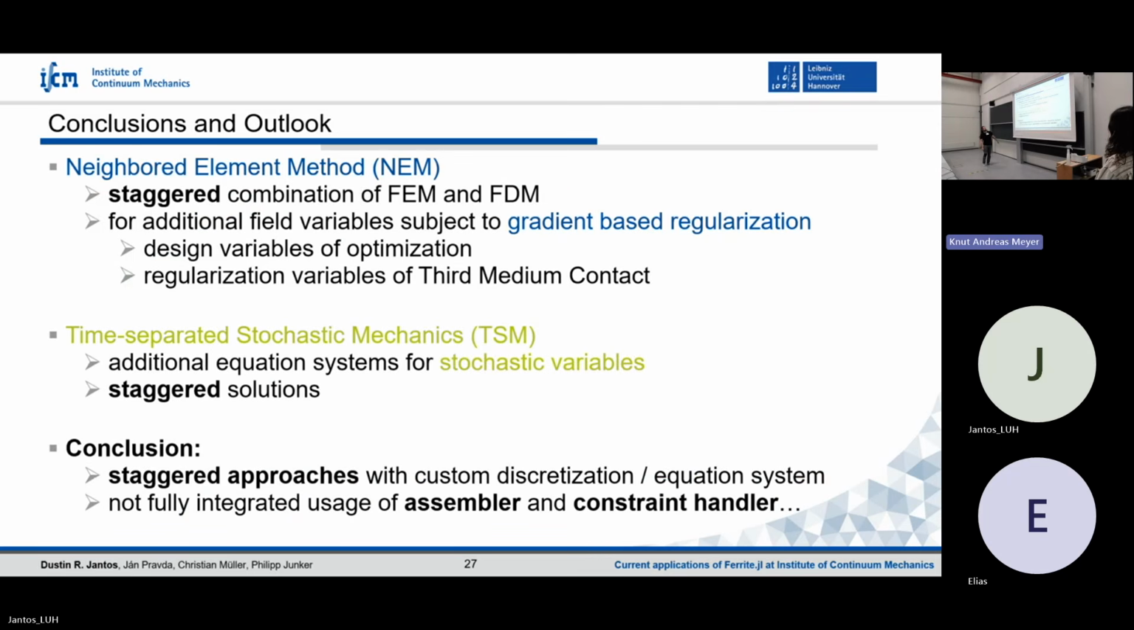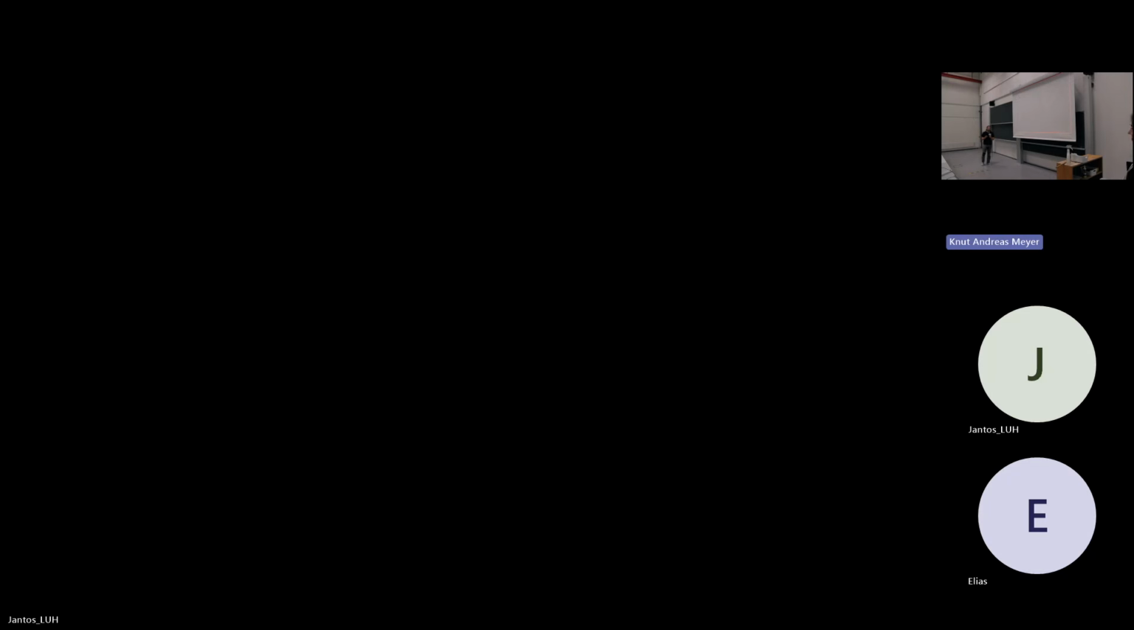Because I'm running out of time, just a short conclusion. What we're doing is we have staggered approaches. So we use the basic Ferrite stuff, but have a lot of other things around it. We try to use as much as possible from Ferrite.jl, but we have to do a lot of our own things. But in the end, it's worth it because we're doing it weirdly, but faster. Yeah, thank you very much.